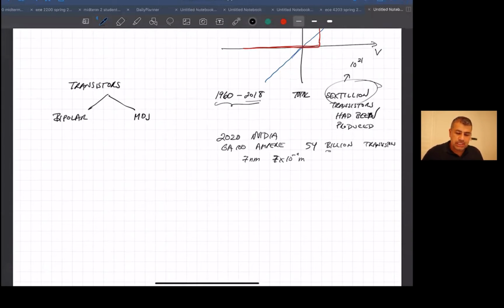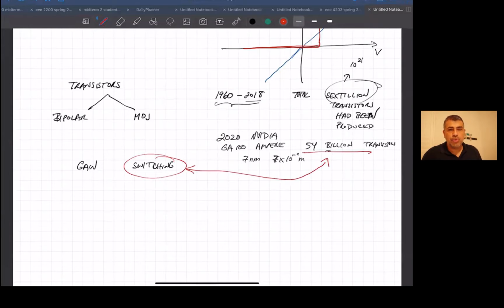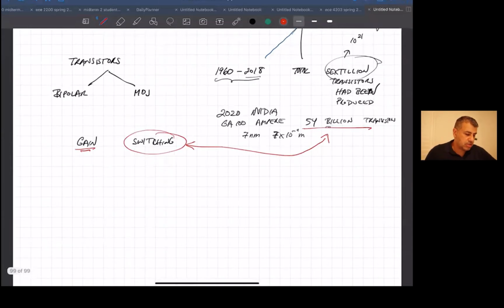So the things that transistors get us, for the most part, are gain and switching. We'll talk about both of those. Most of these 54 billion transistors in this NVIDIA chip are doing switching. If you want to learn more about switching, you can take Verilog, VHDL classes or a VLSI class. I teach that. In a class like this, we're going to talk more about a gain function, which is one of the core things a transistor does.